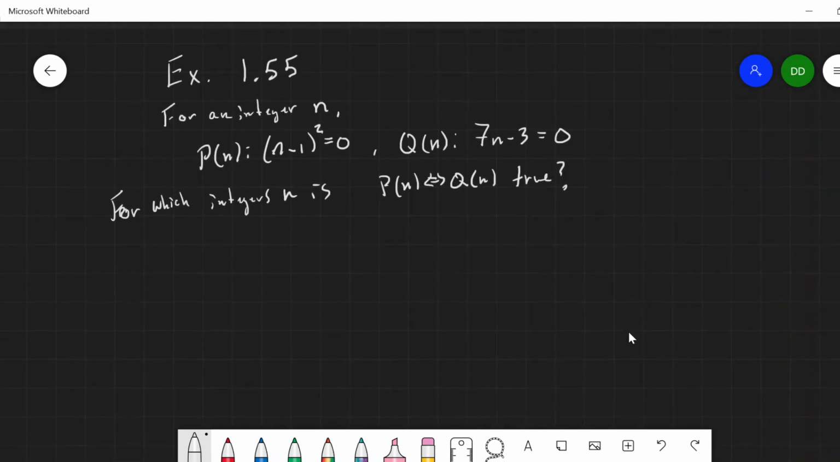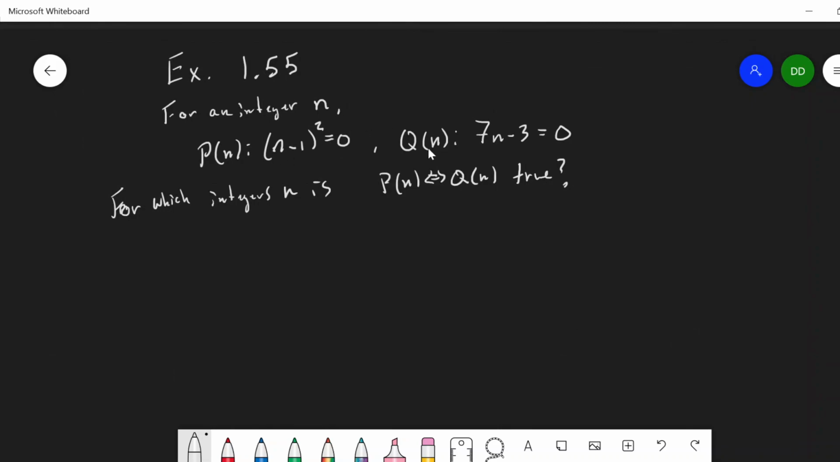So let's see. Here we're given two open sentences, P of n and Q of n. This has a similar flavor to other examples and problems from these sections. We want to find out when a combination of these is true. In particular, we want to know when the biconditional P of n if and only if Q of n is true. For which integers n is that true?